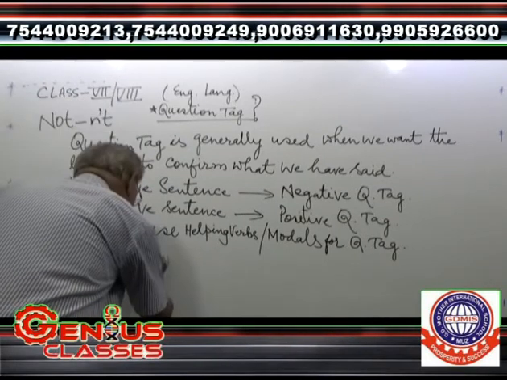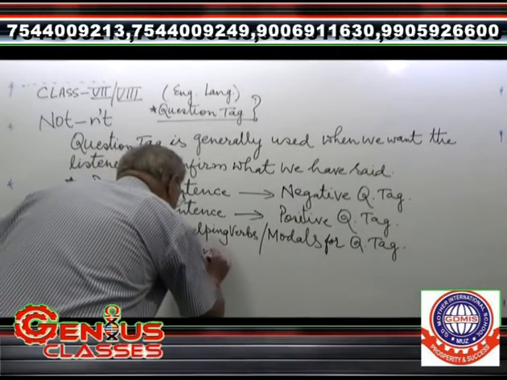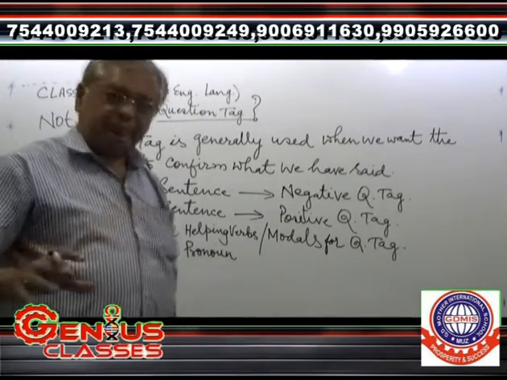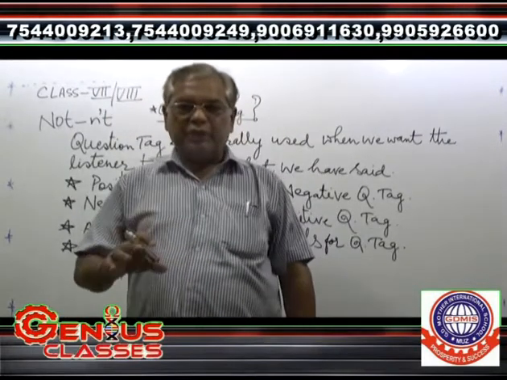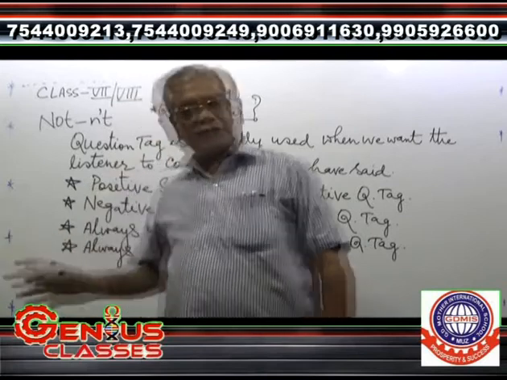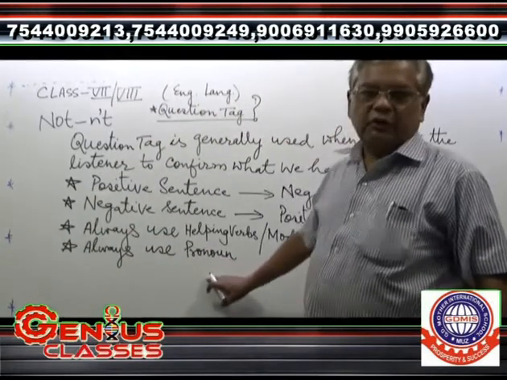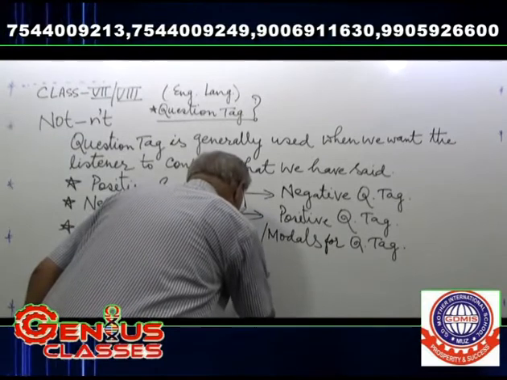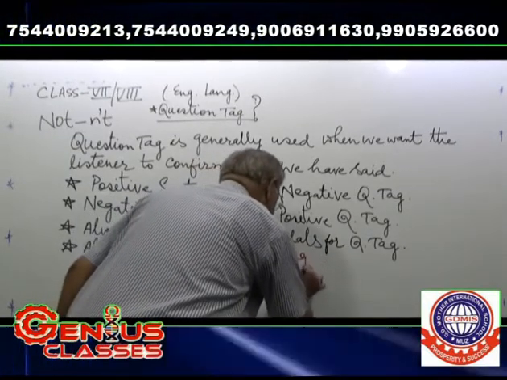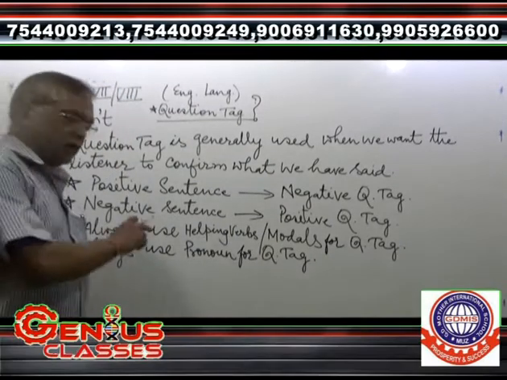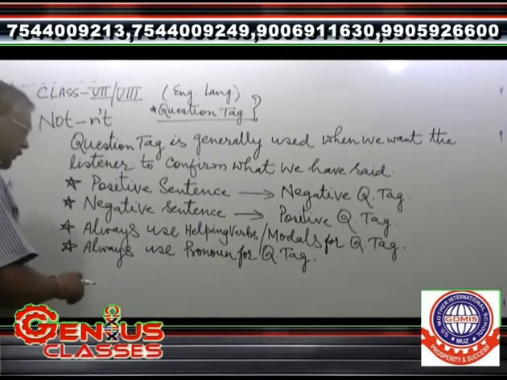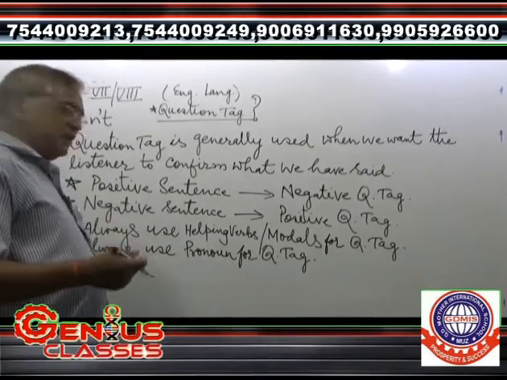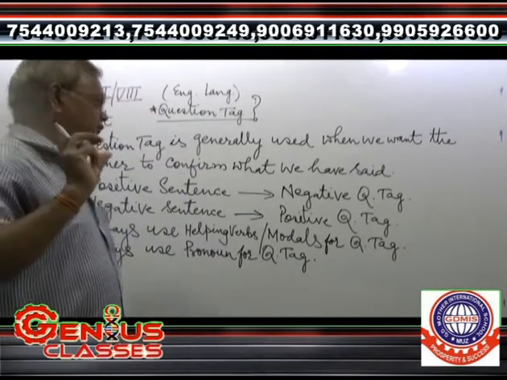Always use a pronoun. Which kind of pronoun? The personal pronoun, like I, we, you, he, she, it. These are the personal pronouns that should be used for the question tag. So this is very important: always use a pronoun for the question tag. This is very important that we have to look for, that always use a pronoun while you are asking the question tag in a very short form. That's all, only to make the confirmation.